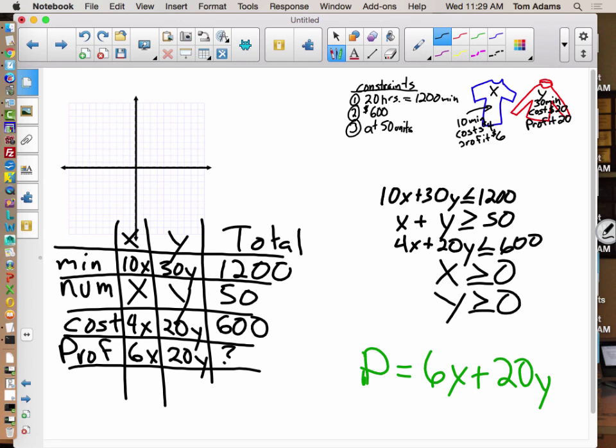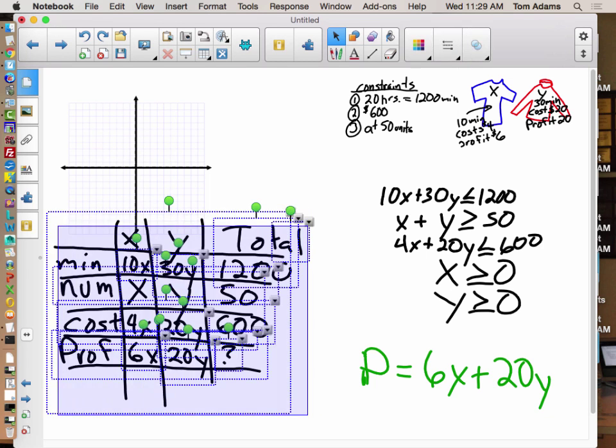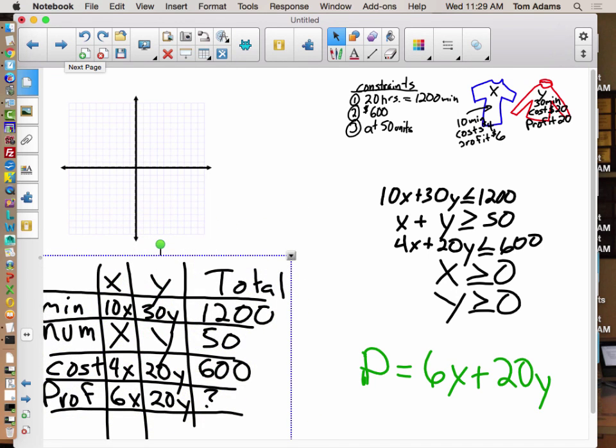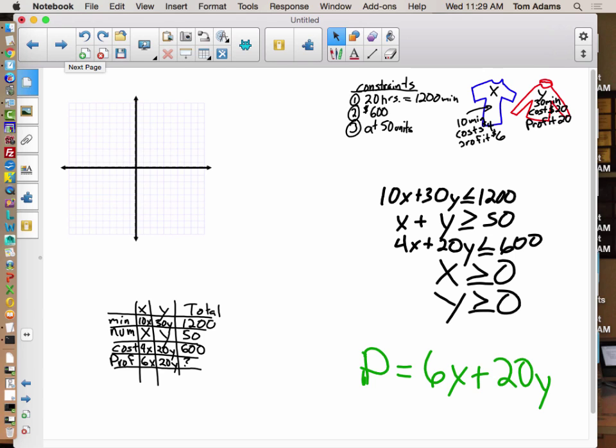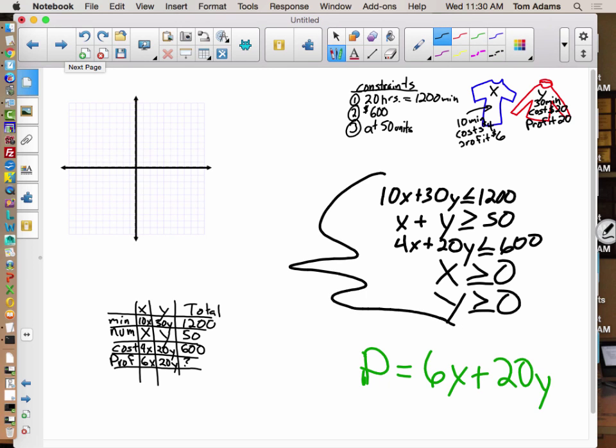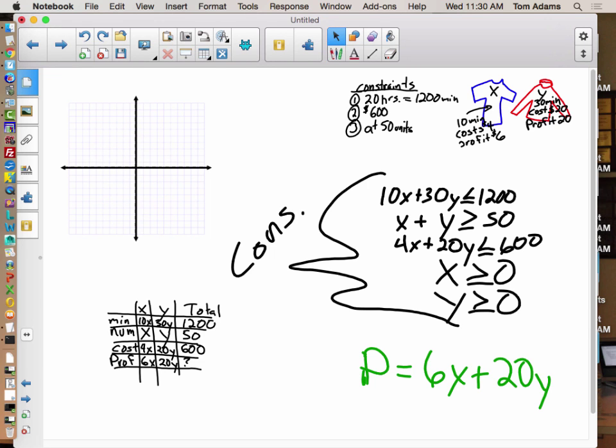Now, based on all this stuff here, what I need to do is take all this information. I came up with this equation. I want to maximize my profit. In other words, I need to figure out what combination of shirts and sweatshirts gives me the maximum profit. So now if I graph all the constraints, and we graphed this before, these are all my constraints in inequality form.